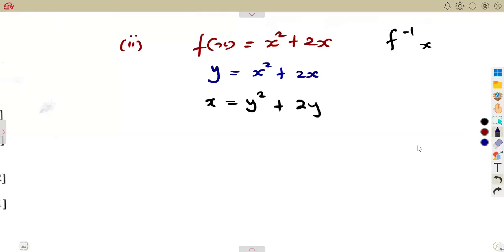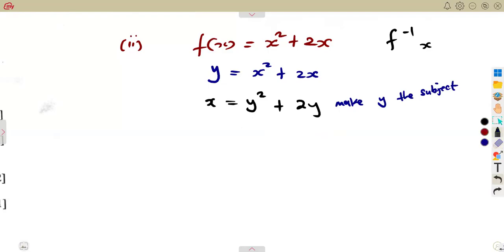After interchanging, what are you supposed to do? You are supposed to make y the subject. But how are we going to make y the subject? Because it's impossible. If you factor out this y here, you're going to remain with y plus 2. So it's impossible for you to make y the subject as it is like this.